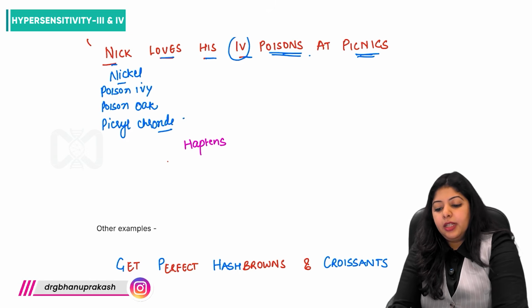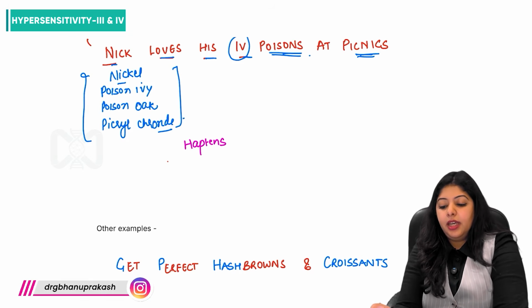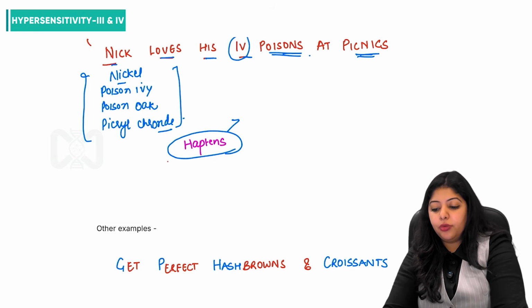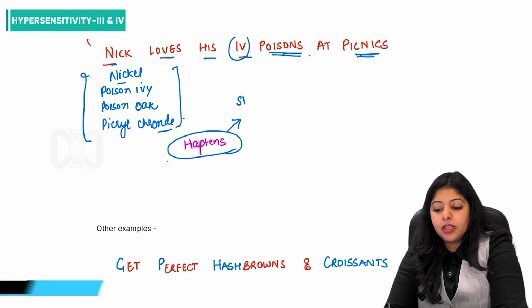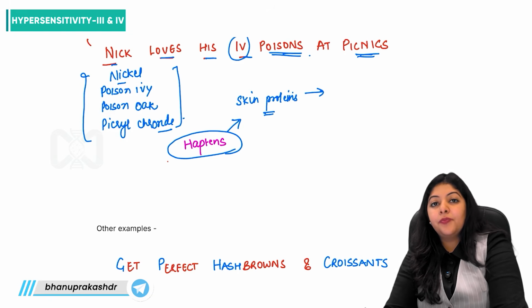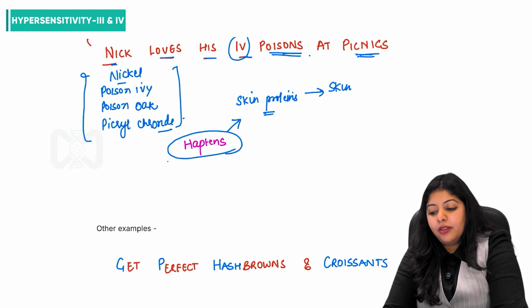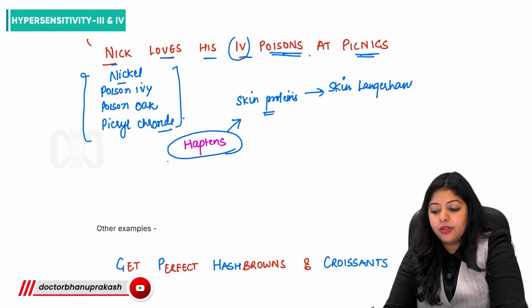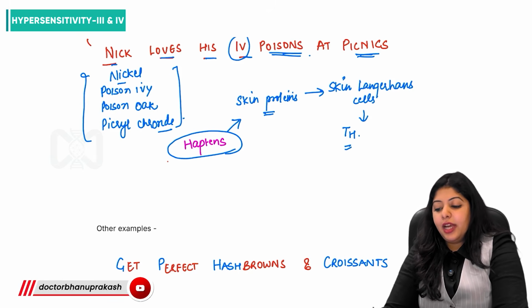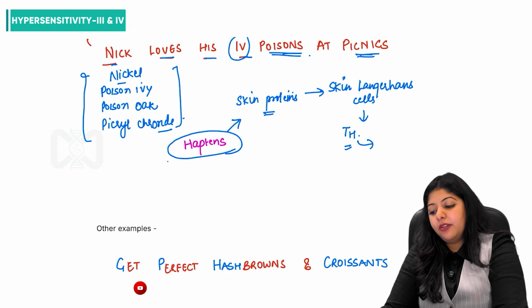Now what are these compounds? What are these chemicals? These chemicals are haptens, these are incomplete proteins. What they do is complex with skin proteins. And these skin proteins are taken up by skin macrophages or Langerhans cells, which present them to helper T cells. And after getting presented, they are again differentiated into delayed type hypersensitivity cells, right?